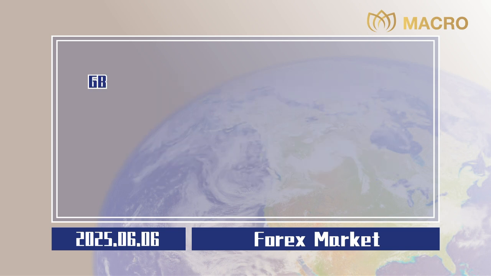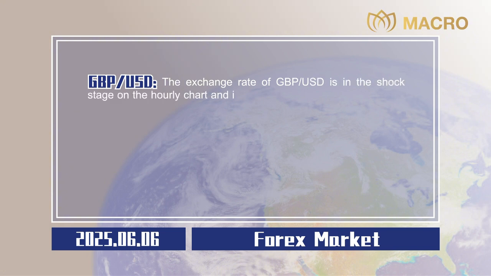0.0020. Pound sterling to US dollar. The exchange rate of pound sterling to US dollar is in the shock stage on the hourly chart and in the shock stage on the 15-minute chart, with a shock range of 1.3560 to 1.3590.